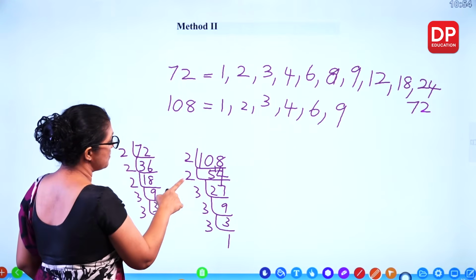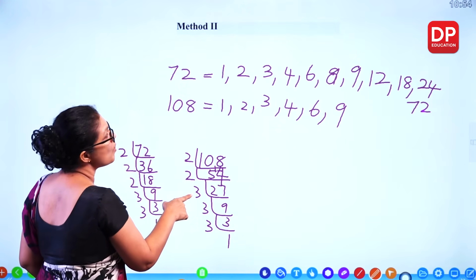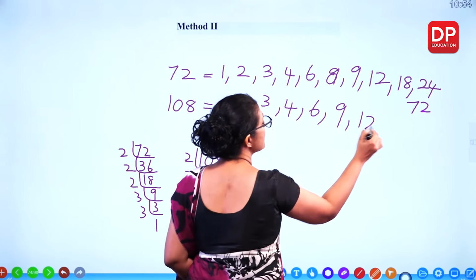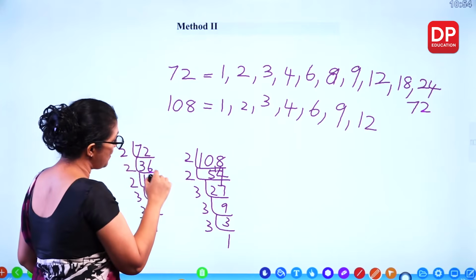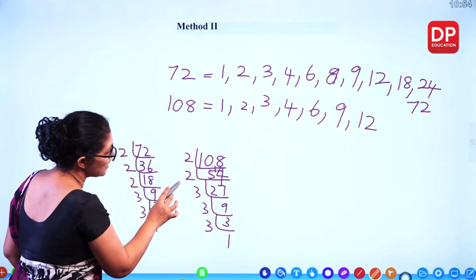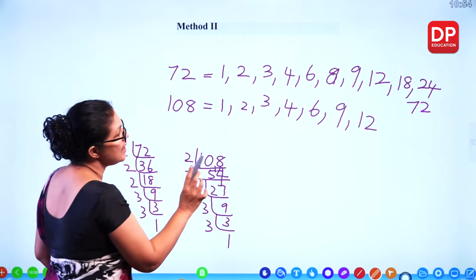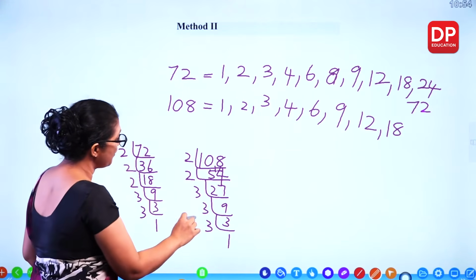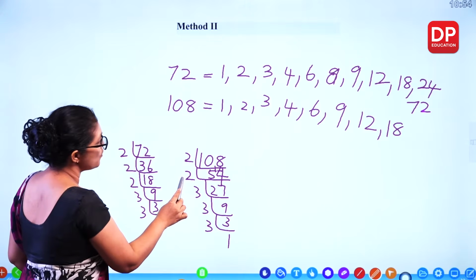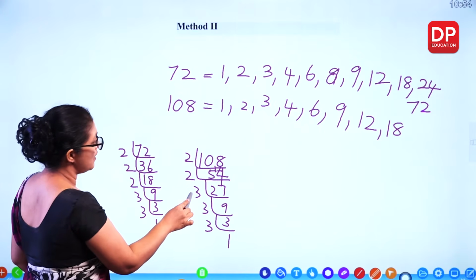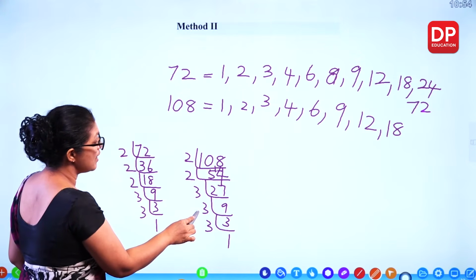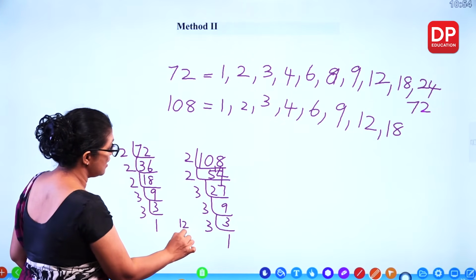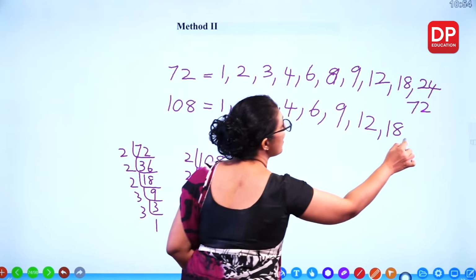What else? 12. 2 times 2, 4. 4 times 3, 12 is a factor. Then 3 times 2, 6. 6 times 3, 18 is a factor. Then 2 times 2, 4. 4 times 3, 12. 12 times 3, 36. 6 is also a factor.